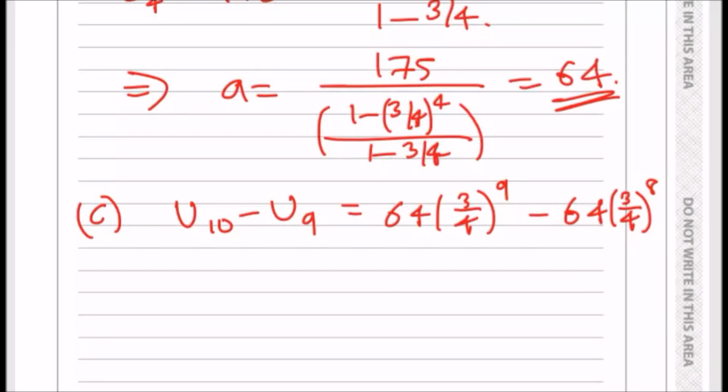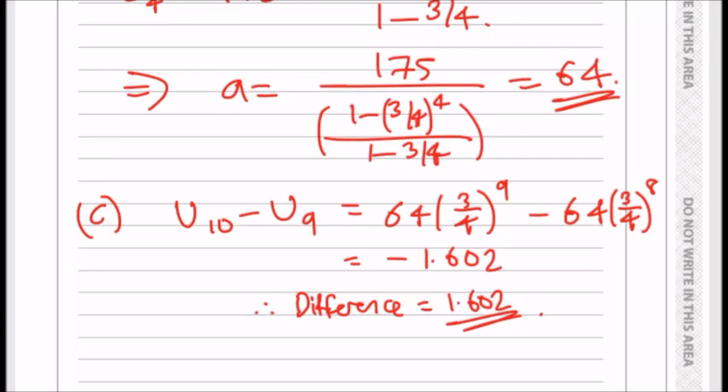In my case, it looks like I'm going to get a negative answer. You should get minus 1.602. If you did it the other way around, you get a positive answer. But either way, you would say in words, the difference between them is 1.602. And that's it, guys. That should wrap you up with 4 marks.